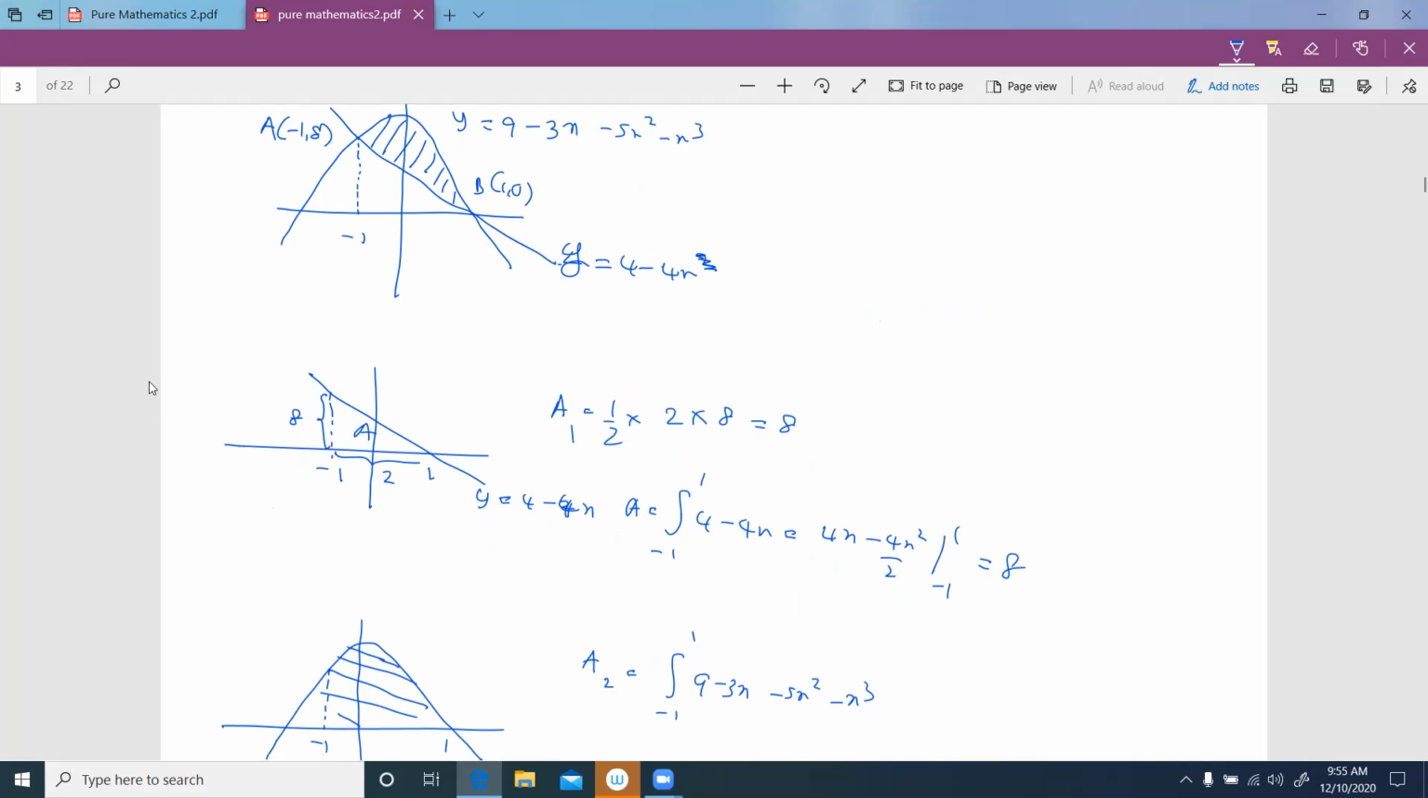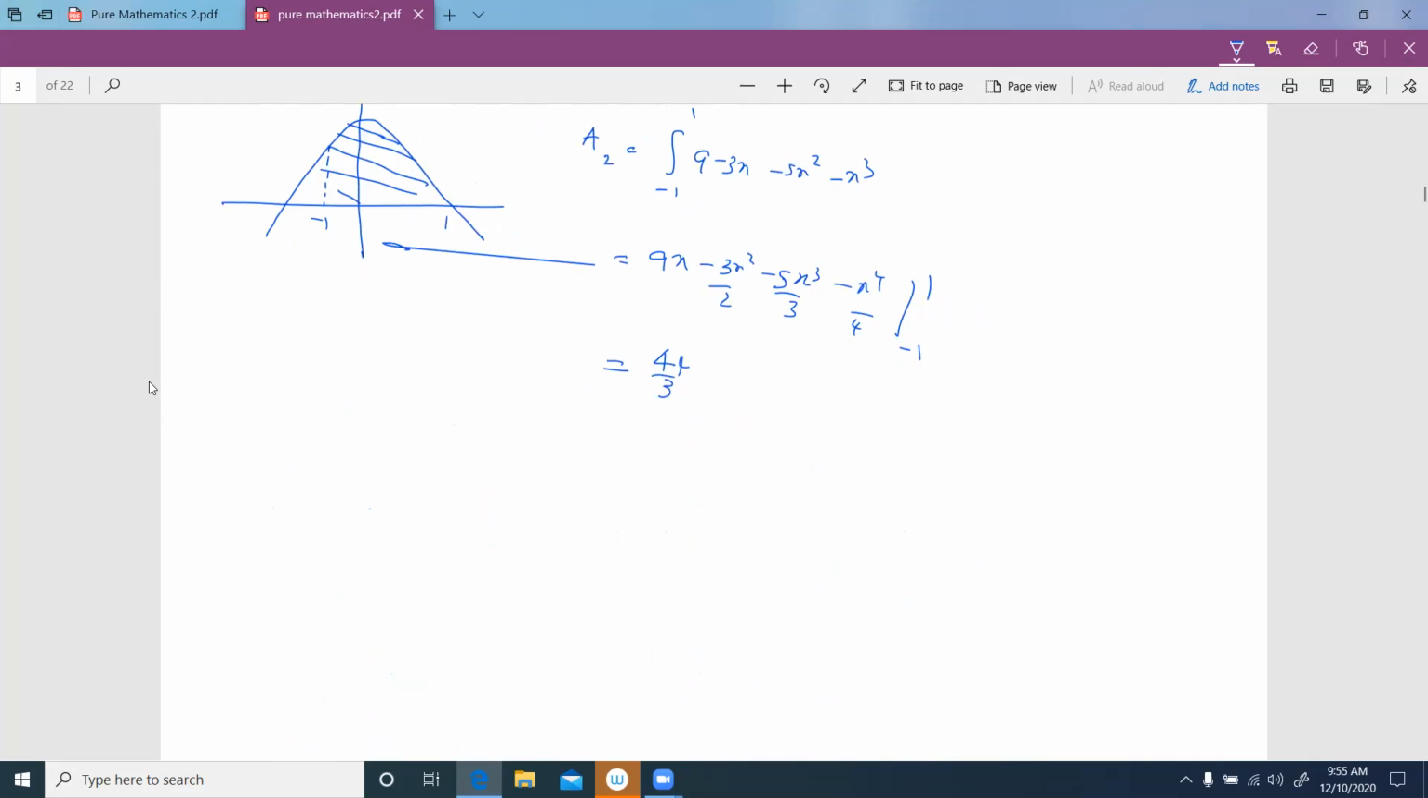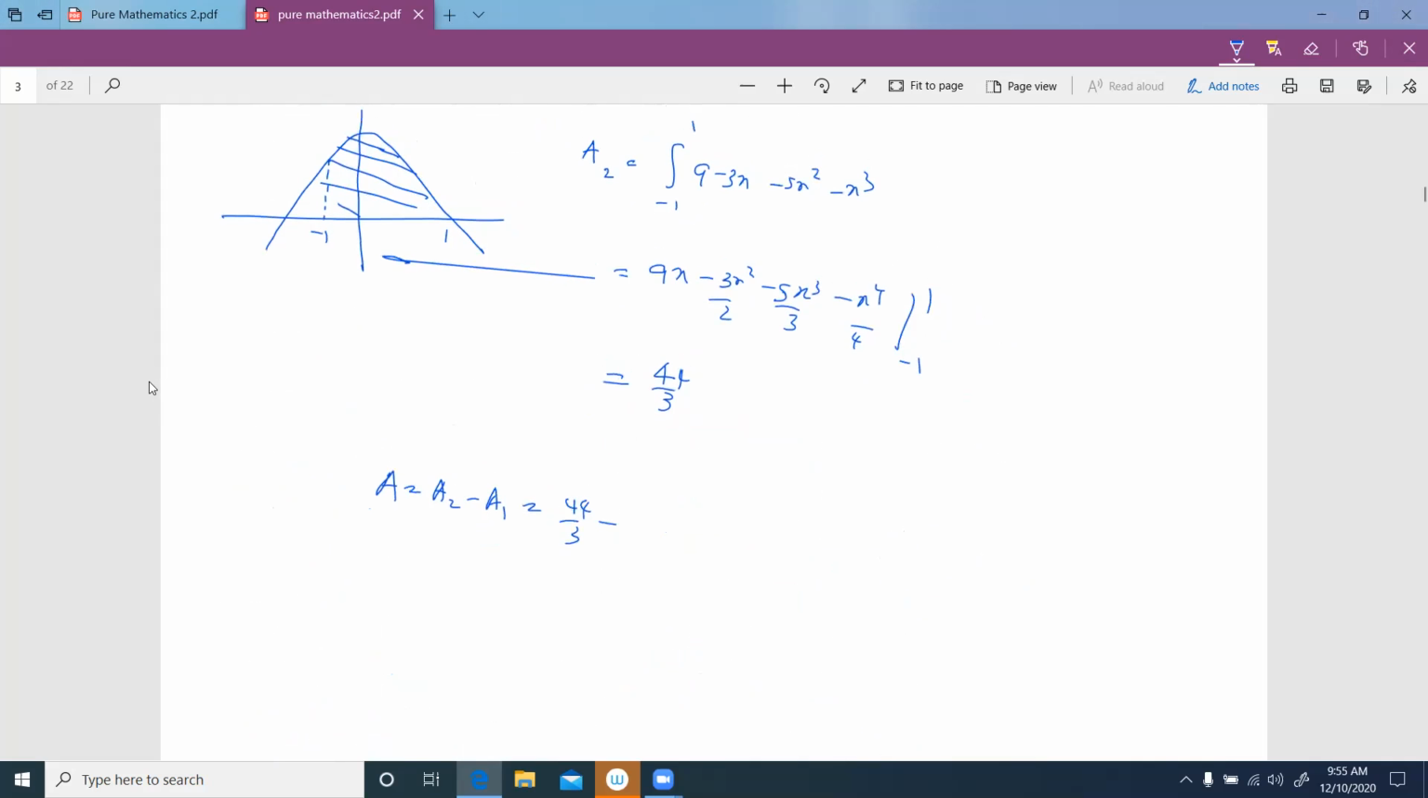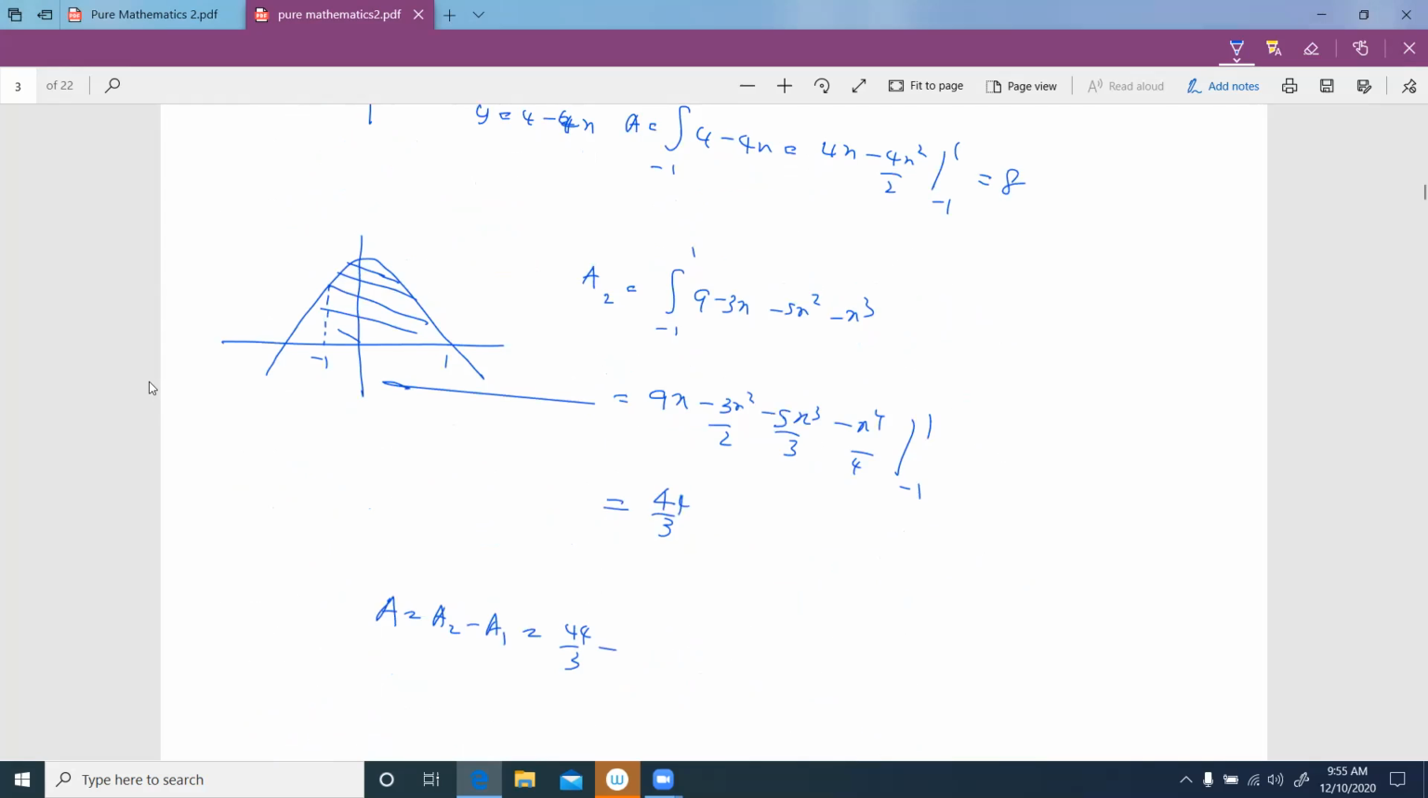With that you can say this total area is equal to A2 minus A1, that is 44 over 3 minus 8. That is equal to 20 over 3. That is the final answer for this question. Right, okay, that's a way of doing question number 3.